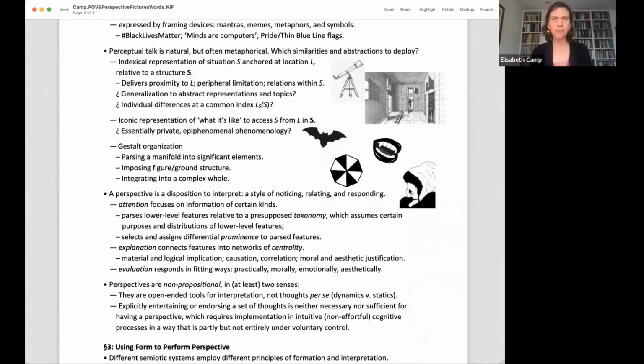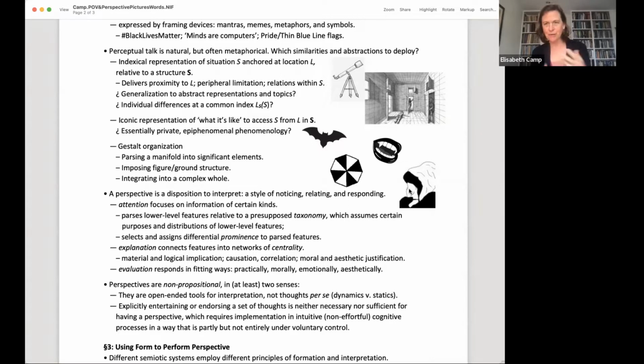One thing that people have often appealed to here, and I think of this as an analogy to Frege's idea of coloring, is a kind of experiential, perhaps iconic representation of qualia, right? Of the what it's like to access that scene from that location. And maybe there are additional, more personal factors, maybe species factors, that you bring to bear there. And again, I'm not committed to denying that that's relevant, that that's an aspect of perception, but there's a worry.